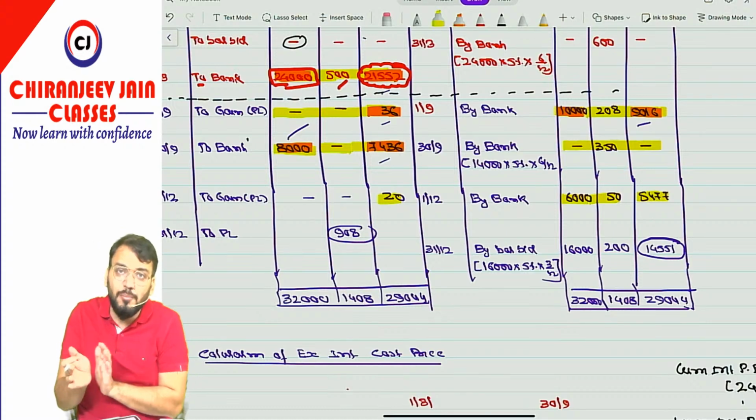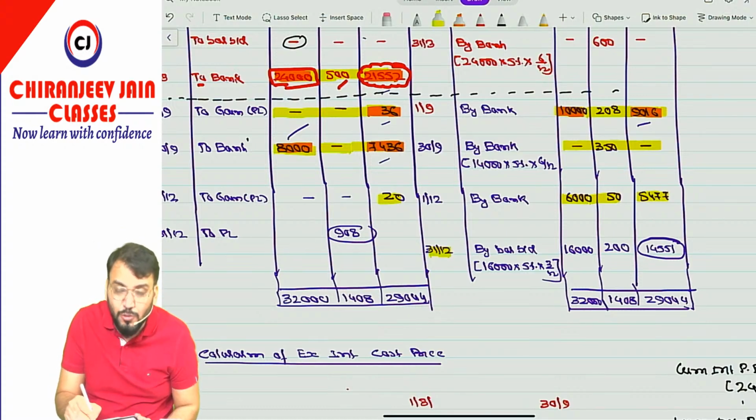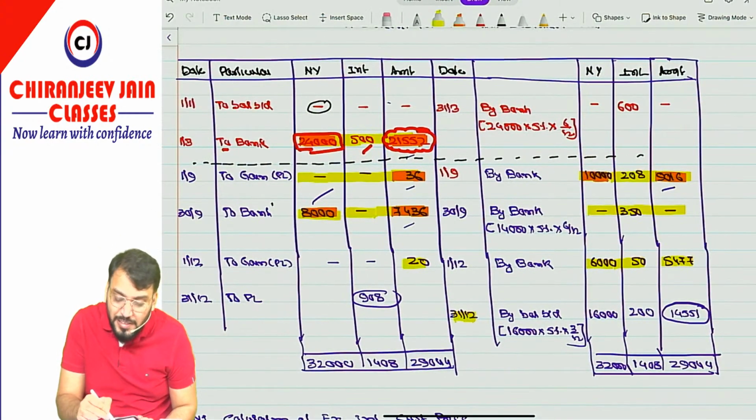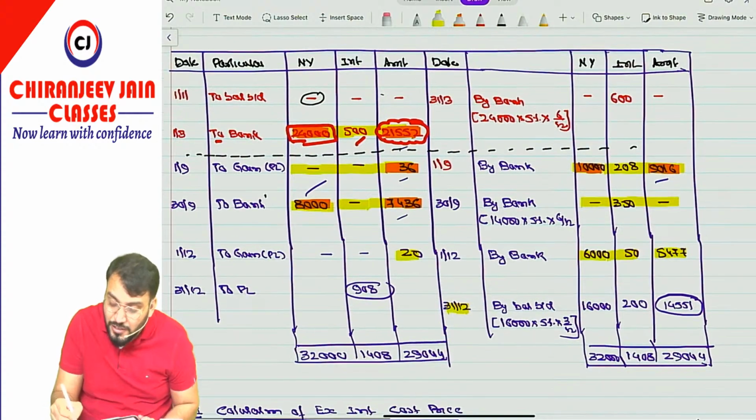This much done. Now we'll come to the closing date. Closing date is 31st December. We'll do balance brought down. So what is the nominal value? 24,000 plus 8,000 minus 10,000 minus 6,000. 16,000 left.